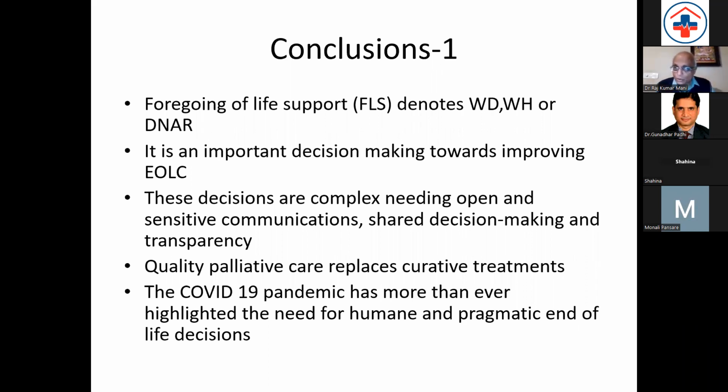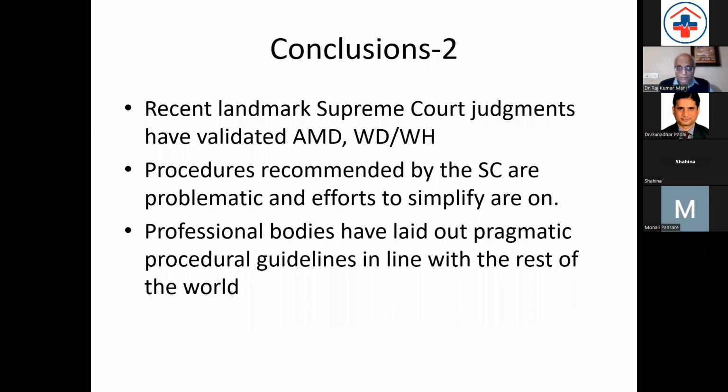If most of our ICUs are locked up in futile care, then we are denying care for those who will benefit from it. And lastly, the landmark Supreme Court judgments have enabled us to execute AMD withdrawal and withholding procedures. The procedures recommended by the SCR are now being looked at again by the Supreme Court, and efforts to simplify the problematic steps are on. The professional bodies have laid out pragmatic procedural guidelines in line with the rest of the world, and there's a lot of advocacy going on across several professional societies today.